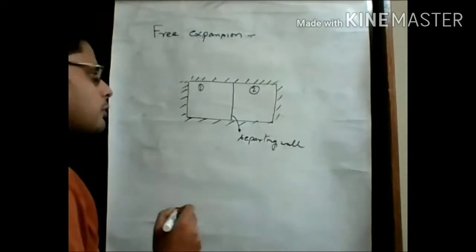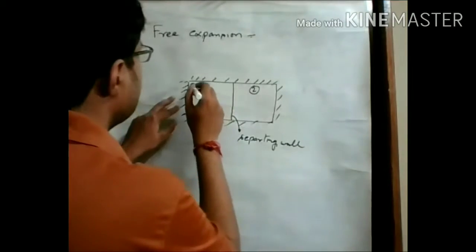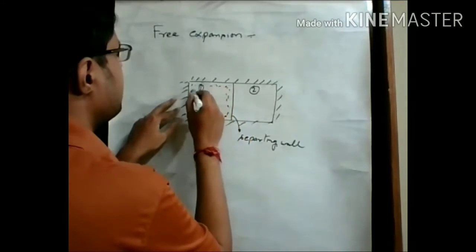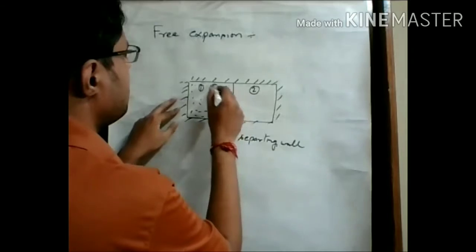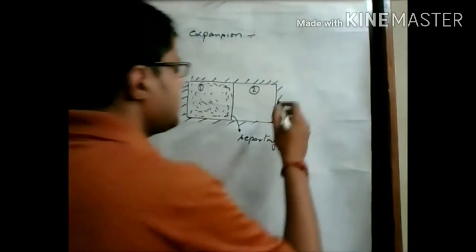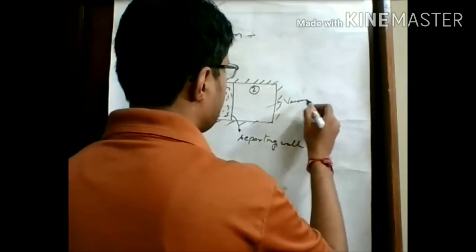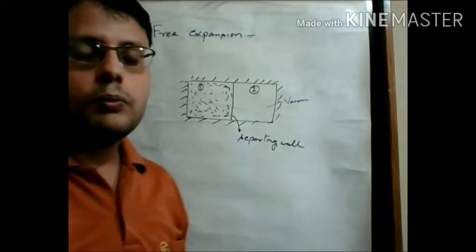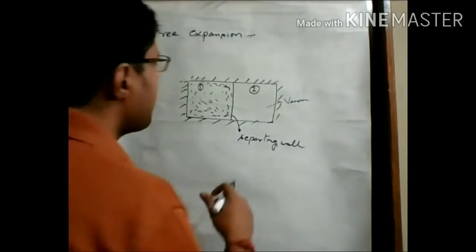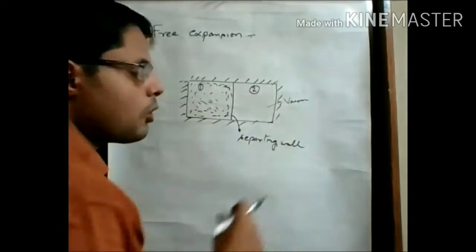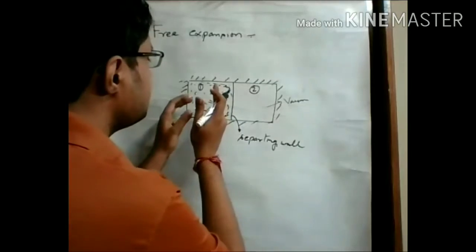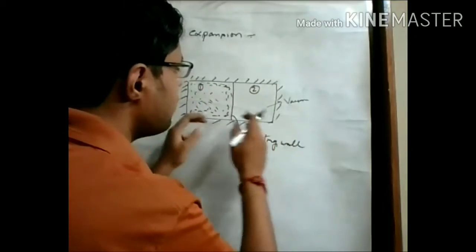So what will happen if we feed a gas A inside the chamber first, and chamber 2 is in the state of vacuum? Section 2 is in the state of vacuum. What will happen if we remove this separating wall from this insulating chamber? Then this gas tries to expand throughout the vessel.